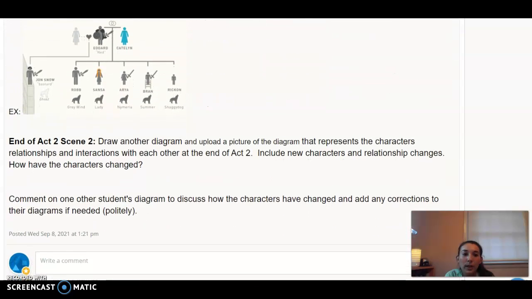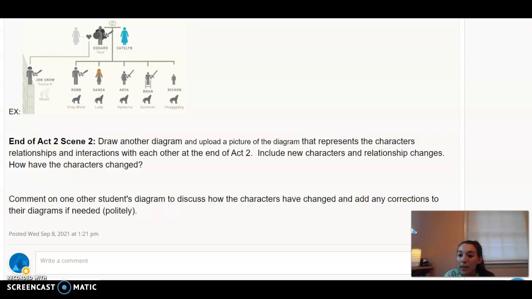We're doing this for Act 1 and then Act 2. So you're going to draw 2 diagrams side by side and upload the picture of the diagrams that represent the characters' relationships and interactions with each other at the end of Act 2. Include new characters and relationship changes. How have the characters changed? So in your picture, you should have 2 diagrams, one from Act 1 and one from Act 2, demonstrating the changes in your diagram. You're then going to comment on one other student's diagram to discuss how the characters have changed and add any corrections to their diagram if needed, being very polite.